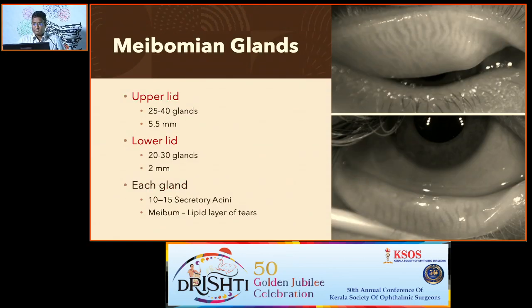This is how the meibomian glands look normally. That's the upper lid and lower lid. In the upper lid, you have 25 to 40 glands that are around 5.5 millimeters in length, and the lower lids are shorter with fewer glands, 20 to 30.